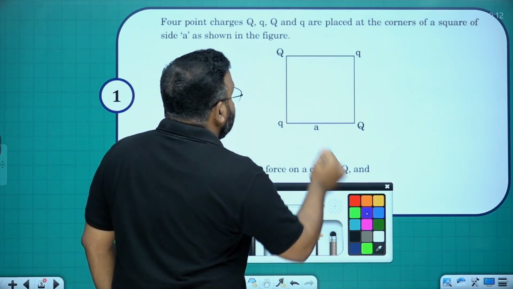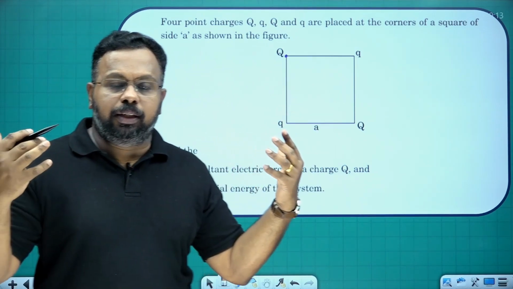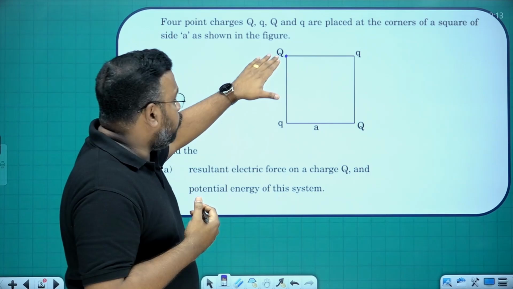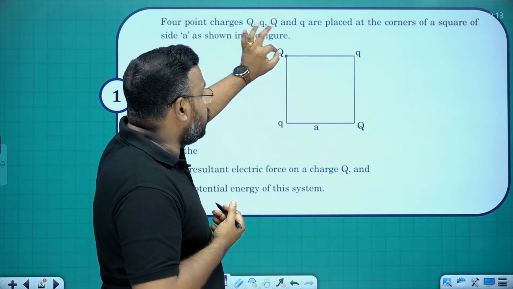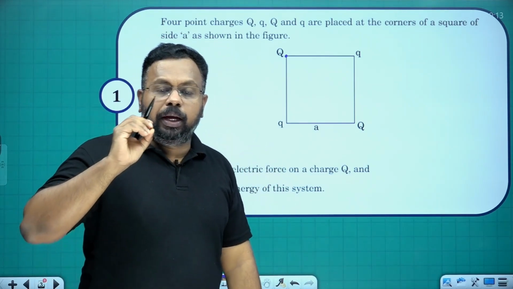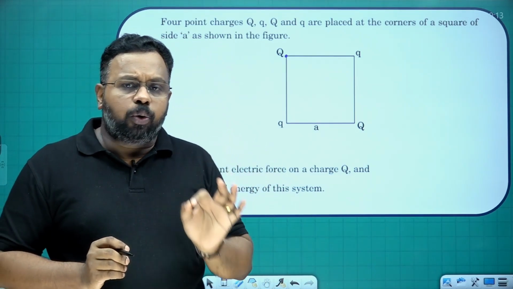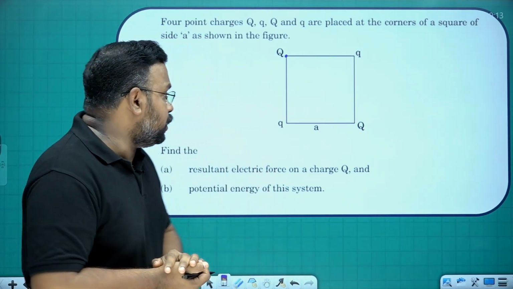So you can see there is a charge Q here. On that charge Q, what is the resultant force? Apart from that, you can see other 3 charges are there. So in total there will be 3 forces on that charge capital Q. And you know, as per the superposition principle, how do we find the net force? It is the vector sum of forces produced by individual charges.